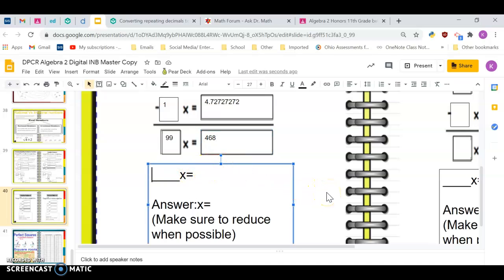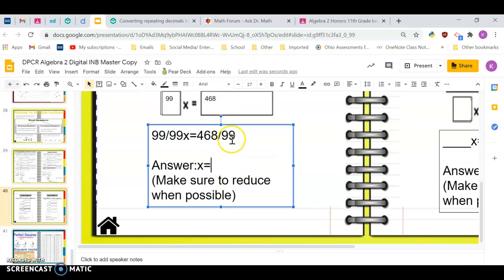So I know I need to divide both sides by 99. I'm going to do 99 divided by 99 over here, and on the other side, 468 divided by 99. Once I divide both sides by 99, this side ends up canceling out. Over here, we have 468 over 99.